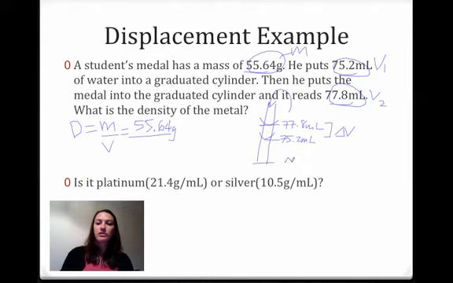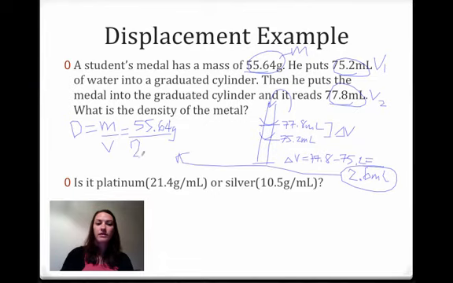So we'll do delta V equals 77.8 minus 75.2 equals, right? And that's going to be 2.6 milliliters, right? So now we have a volume right here that we can plug into this equation, okay? So let's put our volume in there, 2.6 milliliters. Oh, I apologize, that's not good handwriting.